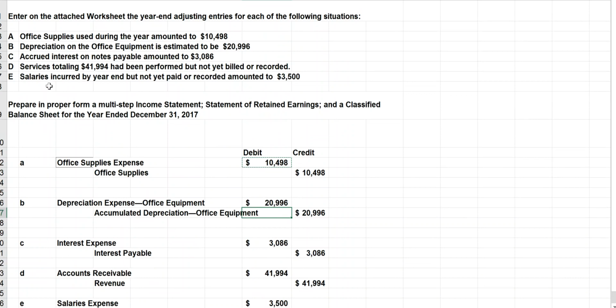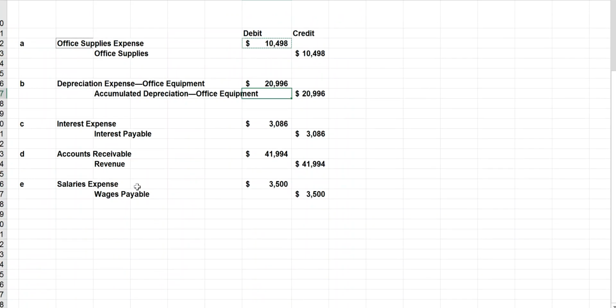The last one, salaries incurred by year end and not yet paid, amounted to $3,500. We're going to debit our salaries expense, $3,500, and credit wages payable, $3,500.